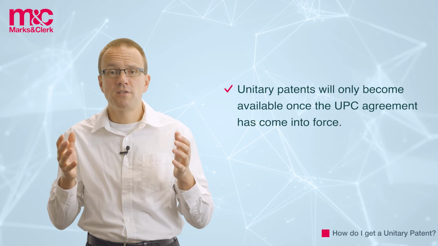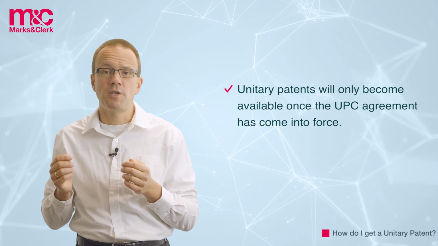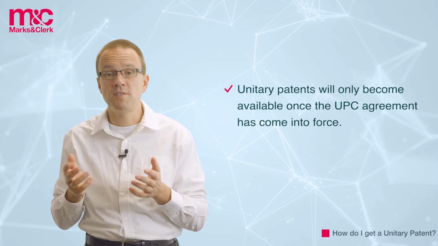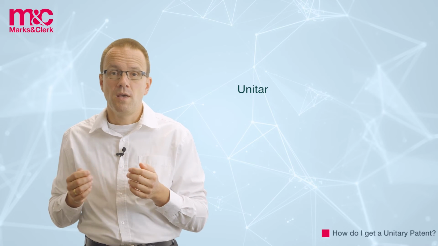For patent proprietors who have already received a communication under Rule 71.3 EPC from the EPO, indicating allowance of a European patent application, unitary patent protection may not be available unless they manage to delay grant of the European patent. The EPO has made a mechanism available in which the EPO will, on request, delay the grant of the European patent until the UPC agreement has come into force.